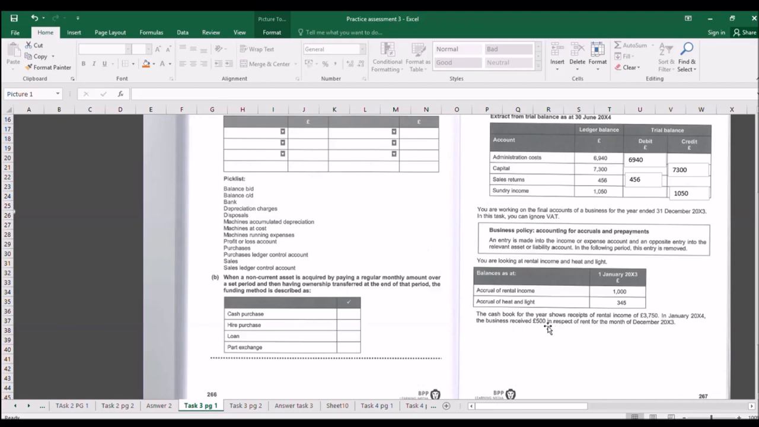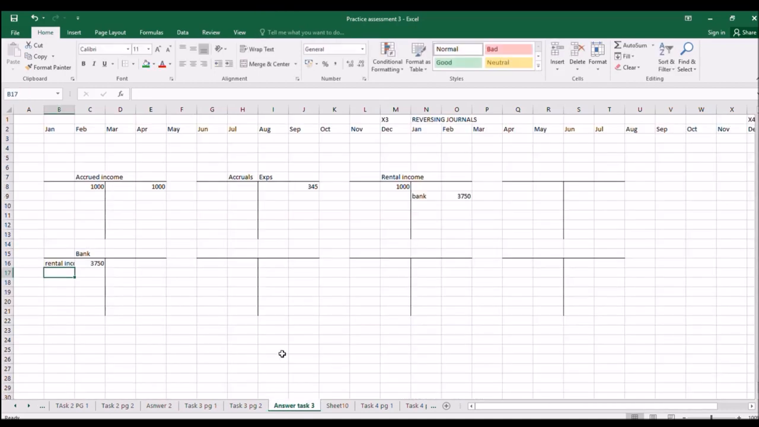In January 2004, the business received £500 in respect of rent for the month of December 2003. So here, we received £500, but it actually related to here. So that's going to be an accrued income. It's an asset. Somebody owes us it, and then we get it back after the year end. So, £500. Debit £500 here. Credit £500 there. Accrued income.